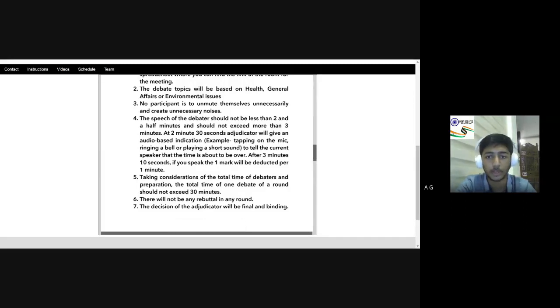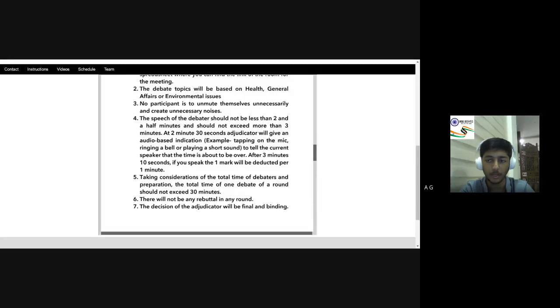The next is the speech of the debater should not be less than 2.5 minutes and should not exceed 3 minutes. At 2.5 minutes, the adjudicator will give an audio-based indication, for example tapping the mic, ringing a bell, or playing a short sound to tell the current speaker that the time is about to be over. After 3 minutes 10 seconds, if you speak, 1 mark will be deducted per minute.